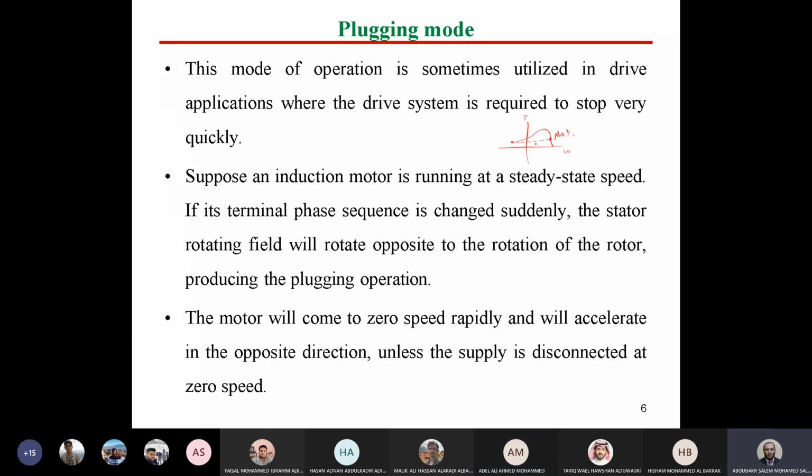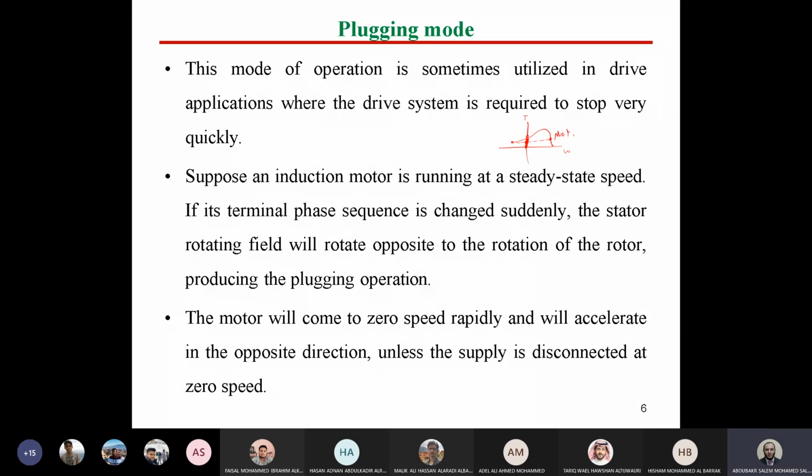But you don't need to operate the machine in the opposite direction. You need to make it stop fast. So you need to disconnect the machine at zero speed. So after reversing the speed direction, you can stop the motor at zero speed.